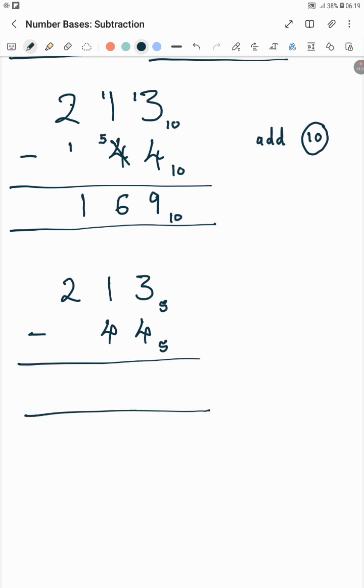So here I'm going to borrow. 3 minus 4, it can't. I have to borrow. This one becomes 5. When I add 5 to this 3, it becomes 8. You say 8 minus 4, you're going to get 4.